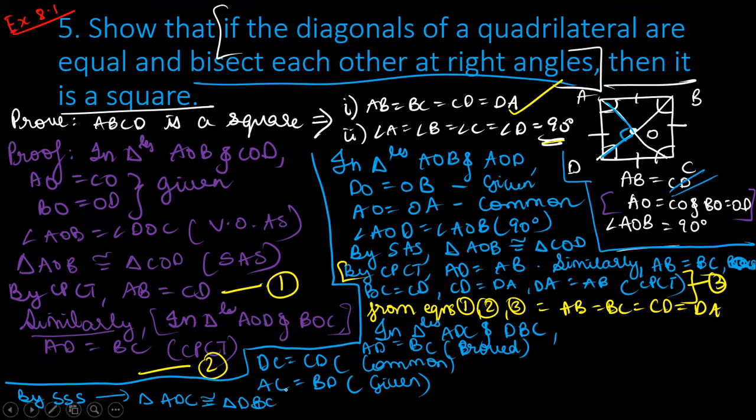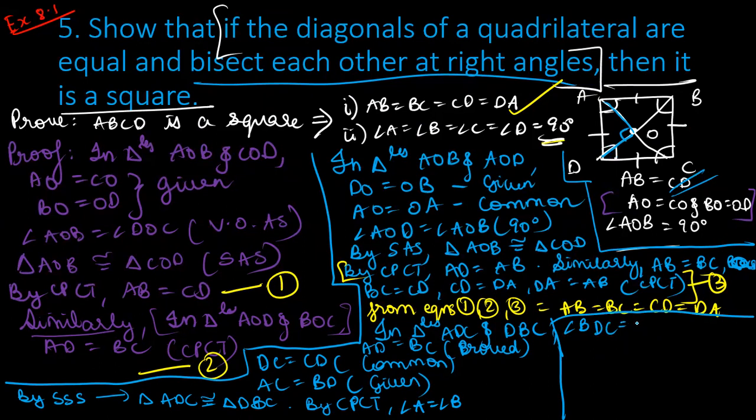Sorry for the slight zoom in, guys. That happened by mistake. So by SSS, I can say that triangle ADC is congruent to triangle DBC, because all sides are equal. Now, since I proved that it is congruent, by CPCT, can I say that angle A is equal to angle B? Yeah, I can say that. Finally, here, I can also say that angle BDC is equal to angle ABD. Where is that? Let me mark that for you. BDC, this angle is equal to angle ABD, this angle.